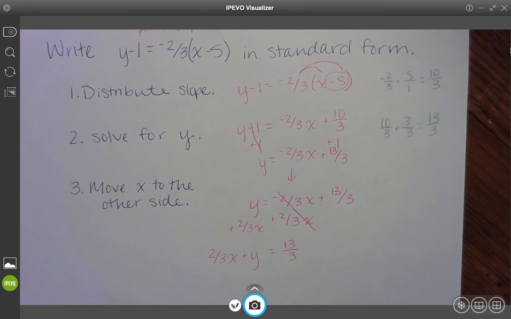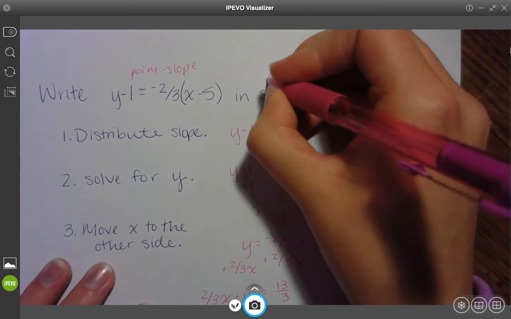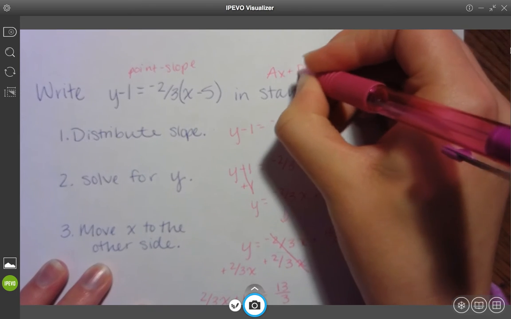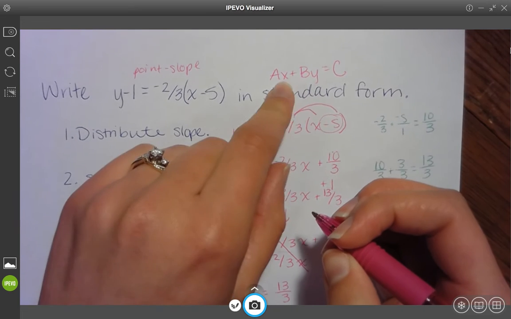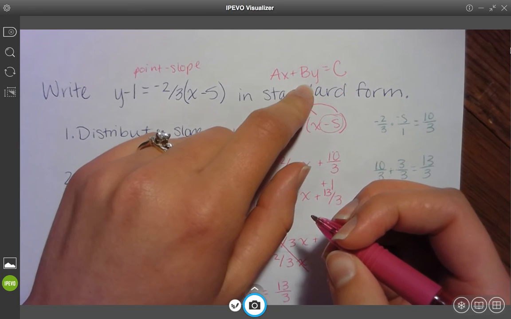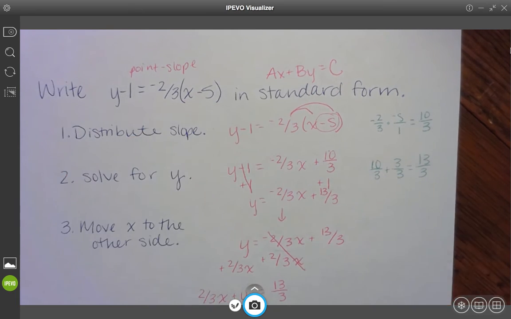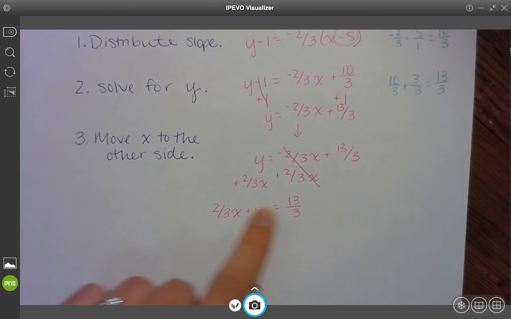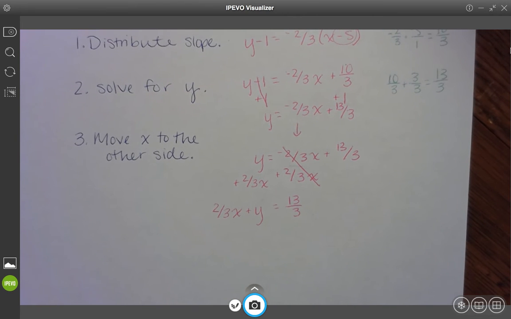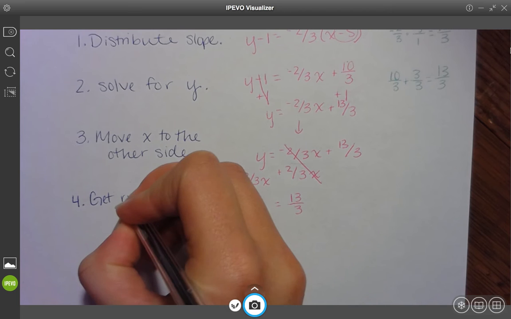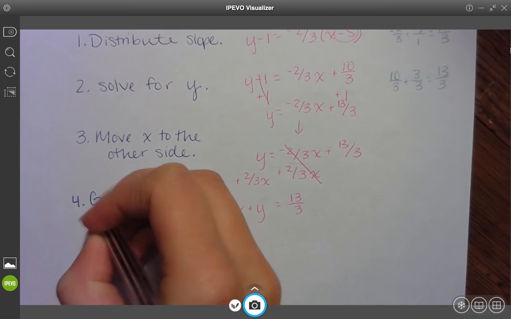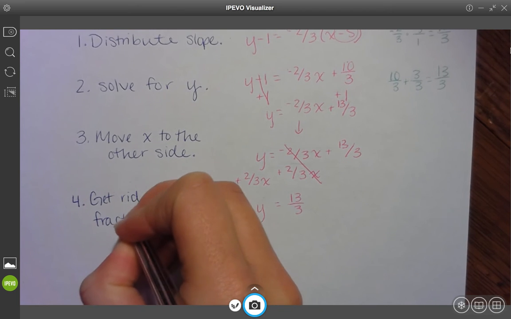Standard form, okay? Standard form is ax plus by equals c. A, b, and c, we didn't really talk about this, but they should not be fractions. So I don't want fractions here, okay? So what I'm going to do, okay, and we'll add in a step 4 here. Get rid of fractions.